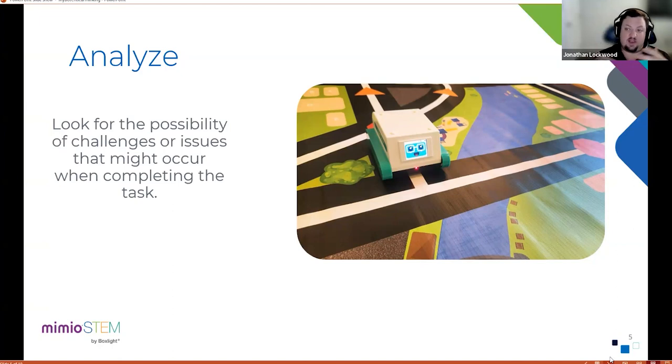All right, so after we've asked those questions that sort of define the task at hand, in this case, having a robot navigate a city, analyzing is where we're going to dig a little bit deeper into those questions and find out what might be a complicating issue with approaching any of those specific questions that we came up with, or challenges that we have to overcome.